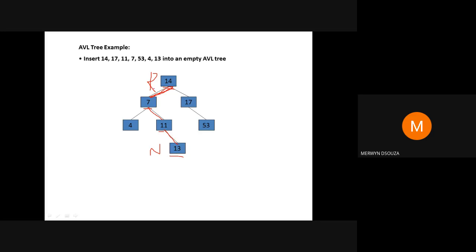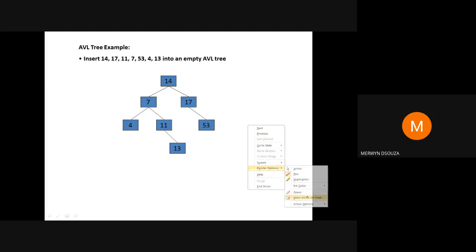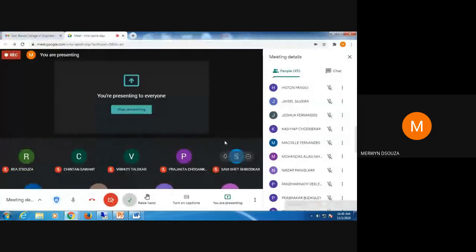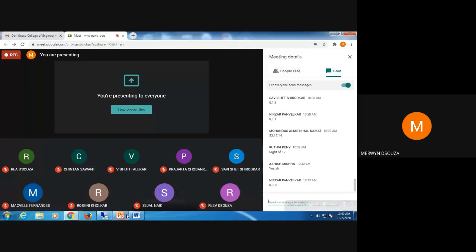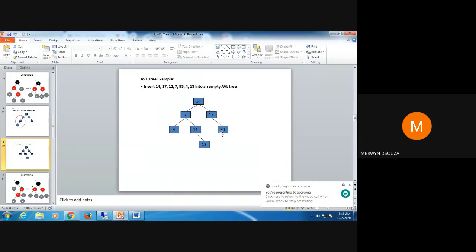And if there is any problem, then you have to apply a rotation. So is there any problem? Can you calculate and tell me quickly? Is there any problem in the rotation here? You can look at the diagram and calculate.